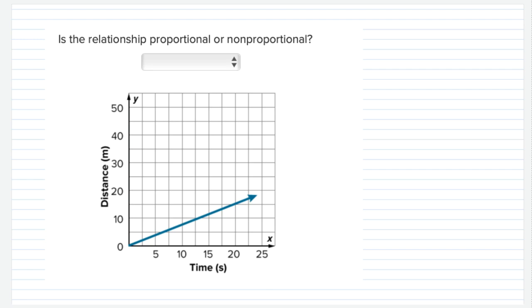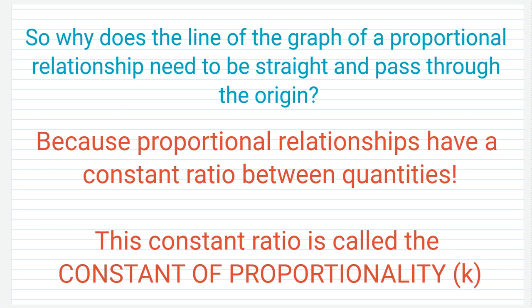All right, with this next one, again, we're checking for those same characteristics. Does it start at 0, 0? Yep. Is it a straight line? Yep. That means it is proportional. So why does the graph of a proportional relationship need to be straight and pass through the origin? Because again, proportional relationships have a constant ratio between quantities. This constant ratio is called the constant of proportionality, k.